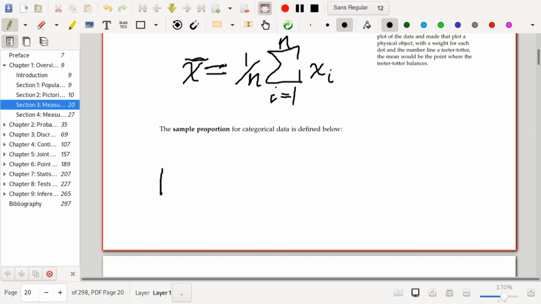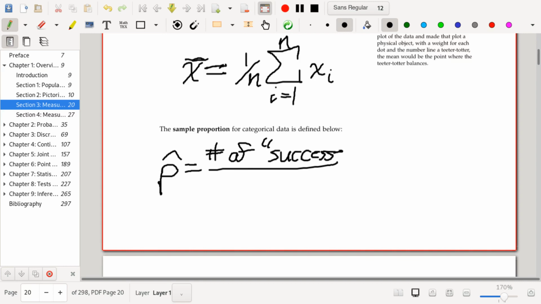So we'll have p hat equals, and very loosely, we're just going to say this is the number of whatever we consider to be a success, and divide this by the sample size. Now, this could also be written as x over n, where x is this number of successes.